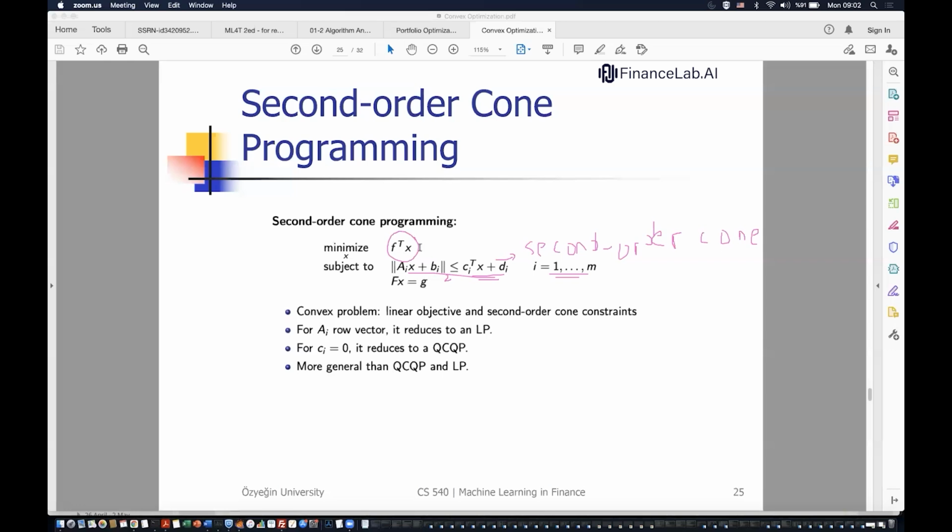This is a generalization of the previous problem. For instance, if ci is 0, then there will be only di, and by taking the square of both sides, we can turn this into a quadratically constrained quadratic problem. So the second order cone problem is more general than both the quadratically constrained quadratic problem as well as LP.